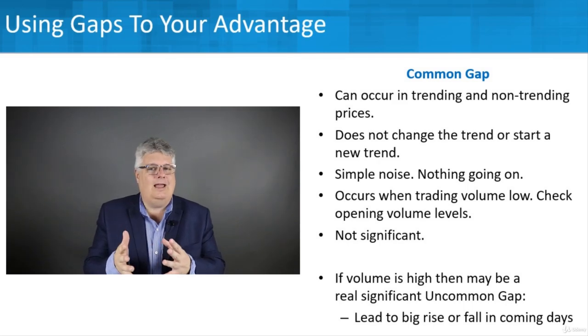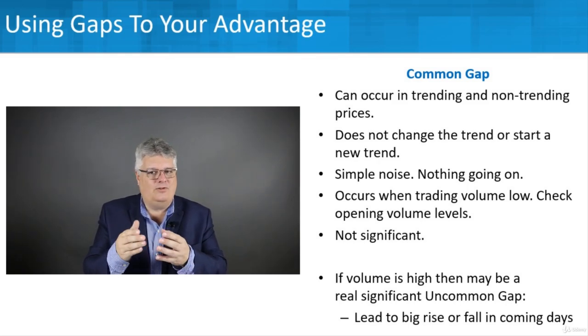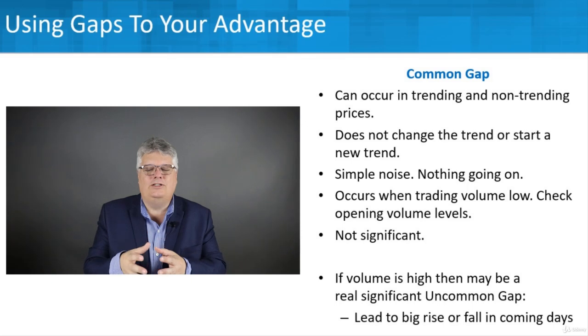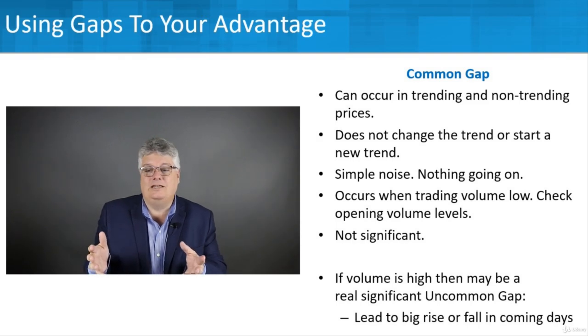And a lot of times when you see these common gaps that are not impactful, it occurs when the trading volume is low, right? There's less people trading, so there's not a lot going on. So a good way you can verify if something might be a common or uncommon gap is to look at those volume levels. If the volume levels are low, there's a very good chance it's a common gap versus an uncommon gap, which we're going to talk about next, where it's very significant. A common gap would be something that's not significant.